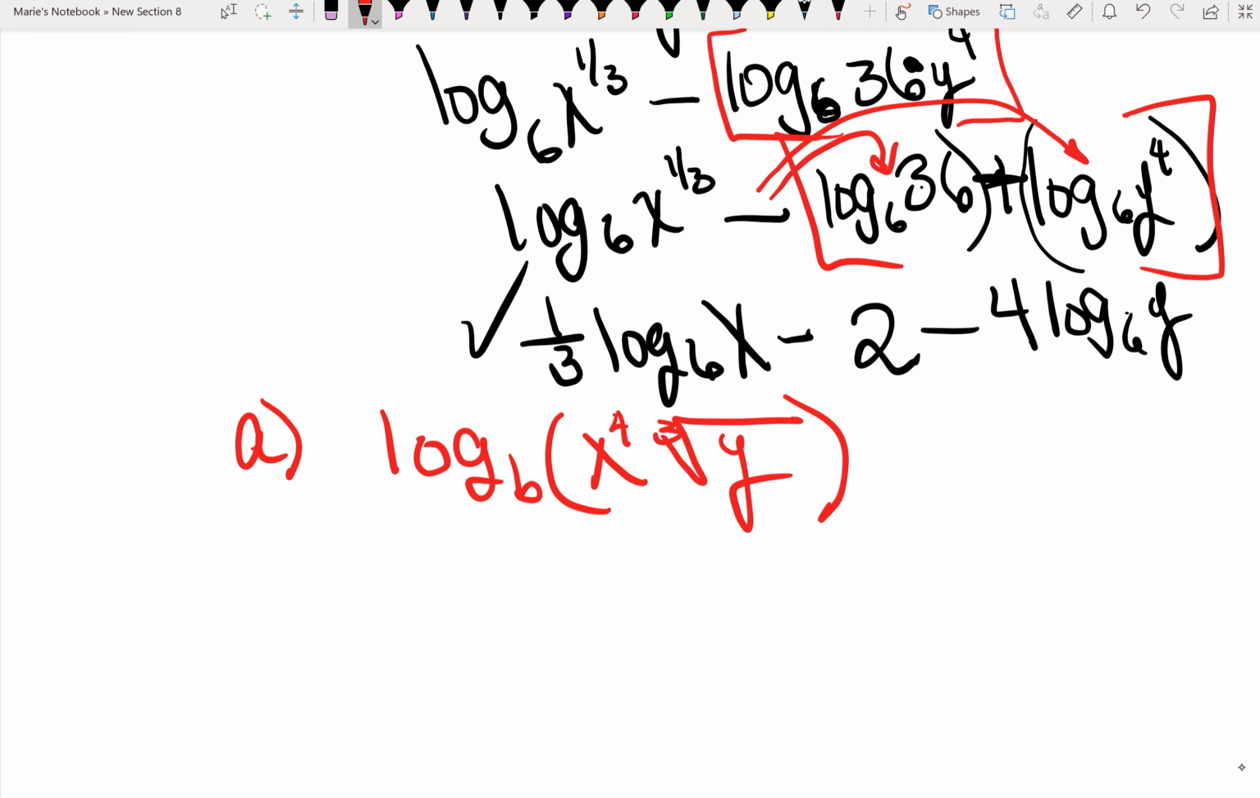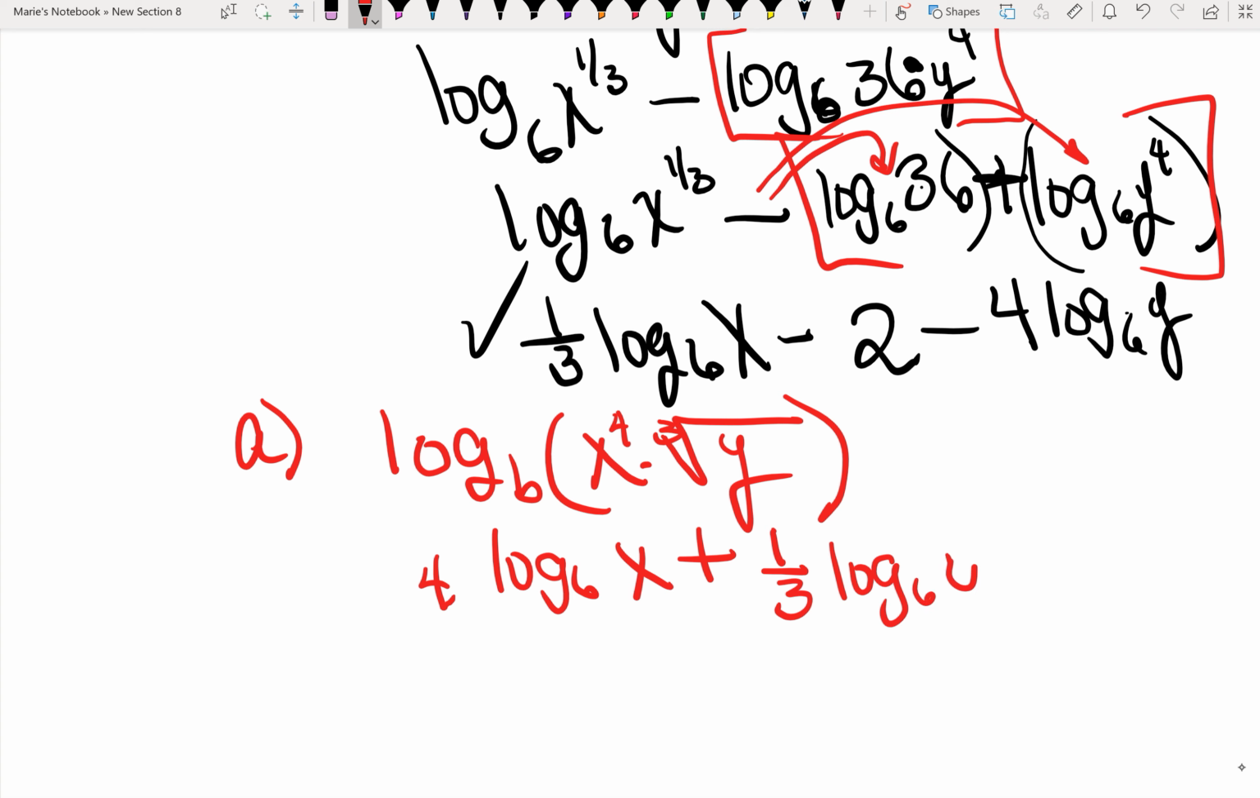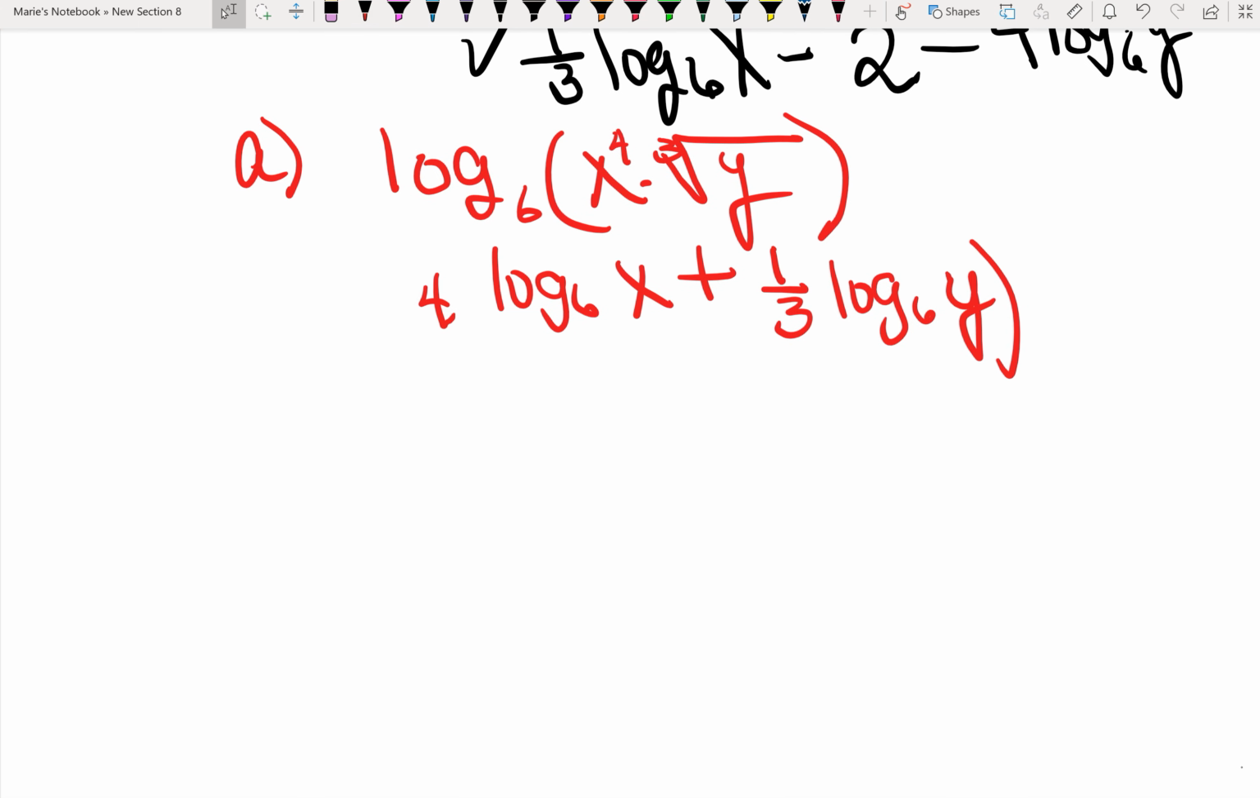So this should give you, once done, 4 log base 6 x. Remember, this is a product, so it's plus 1/3 log base 6 y. I think I called this b again, and again, I apologize for that. It wouldn't really matter if it's b or 6, as long as you're consistent. This one, it didn't matter. All right. Any questions on that one I need to know? And if not, I'll move on.